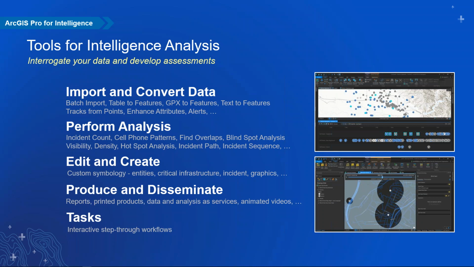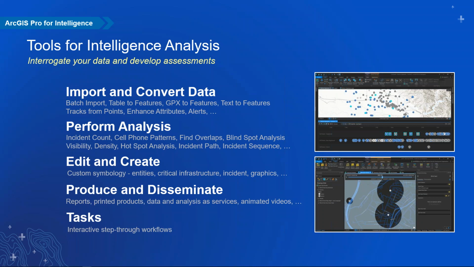Blind spot analysis. A lot of people don't know what this term means, because I don't think there's an actual term for it, so we kind of made it up. But blind spot analysis is you have operational forces out there and assets, whether that be patrols or other static assets like cameras set up, and you need to know where are the areas where you don't have coverage, right? So where are the areas that are blind? You don't have people there, therefore you don't know what's going on. This will help you determine where your blind spots are. And then visibility, density, hotspot analysis, all of the things that you've come to expect from professional GIS tools.